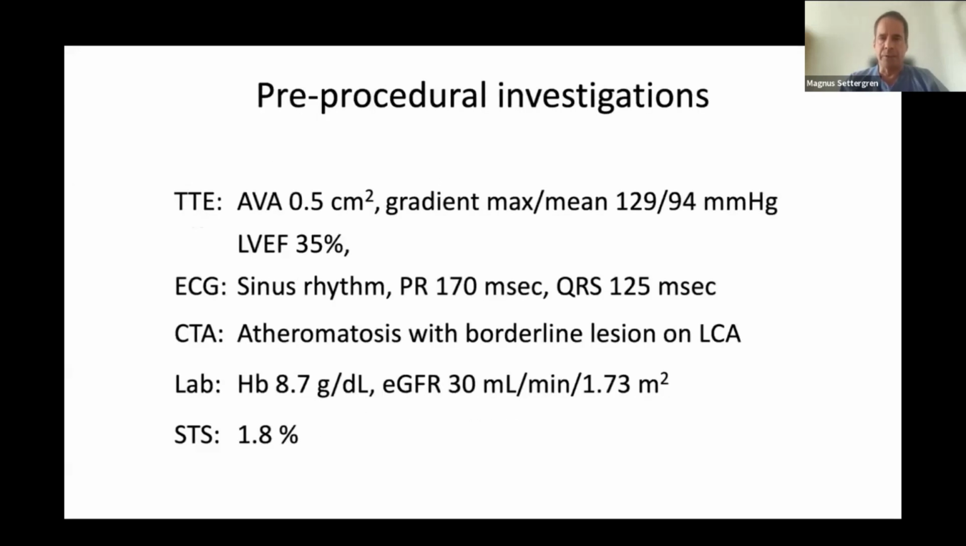And the pre-procedural investigations, including an echo showing a highly significant aortic stenosis with a mean gradient of 94. Although the EF is reduced to 35%, she is still in sinus rhythm, narrow QRS, and a normal PR interval. The CTA, including the coronaries, did not reveal any severe stenosis that required intervention. She's a little bit low in hemoglobin. eGFR, as we mentioned previously, reduced to 30, and then a calculated STS score of 1.8%.